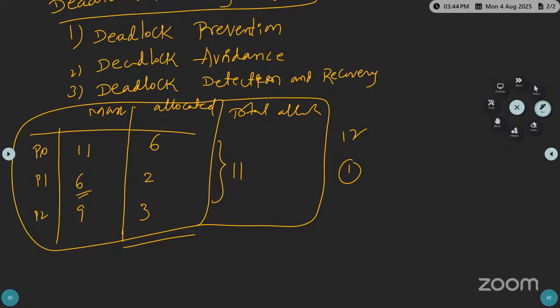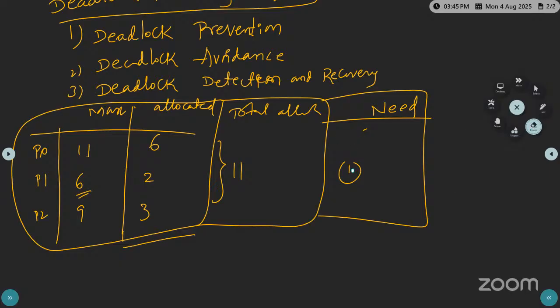So from this, 6 is allocated and the maximum is there. Now how many are needed? How many more does P1 need? P1 asked for 6 and we allocated 2, so it needs 4 more. P0 requests a maximum of 11 and 6 are already allocated, so it needs 5. For P2, out of 9, only 3 are allocated, so it needs 6. Note this in the table.